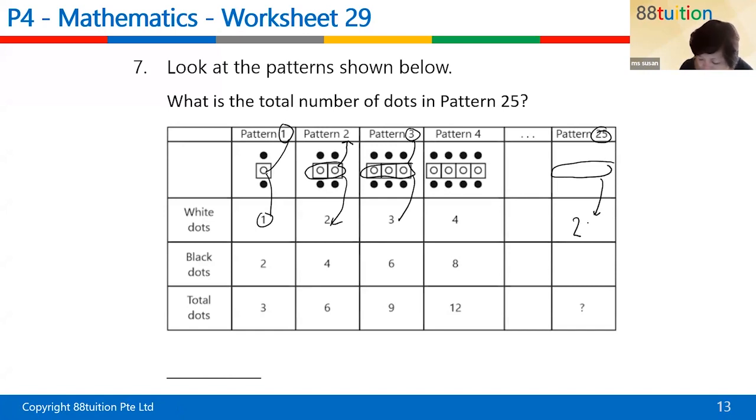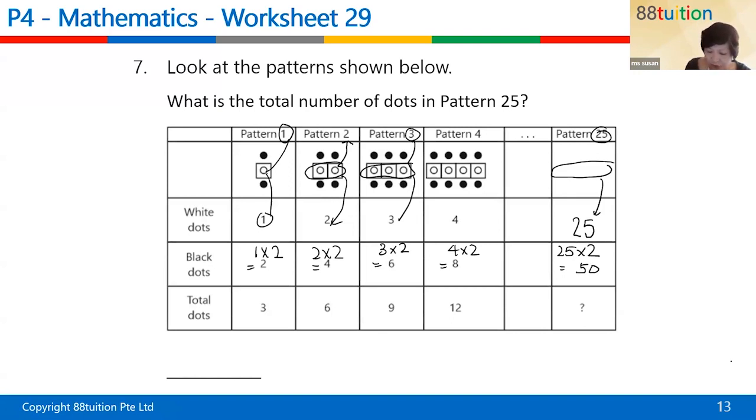You must have 25. Agree? And then black dots, you look. For each white one, you have 2. So this is a multiple of 2. 1 times 2 is 2. 2 times 2 is 4. 3 times 2 is 6. Do you see the pattern there? 4 times 2 is 8. And now it's figure number 25. When you times 2, you should get 50.